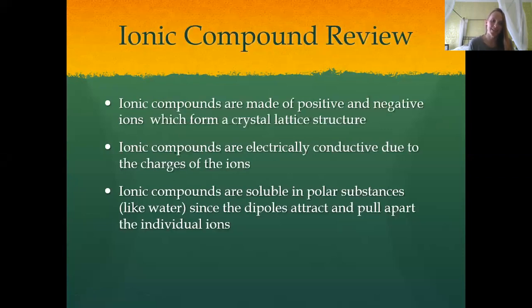So just a reminder, ionic compounds are always made of a positive and a negative ion, which then bond to one another to form a crystal lattice structure. Ionic compounds are electrically conductive because of their ions, and they are also soluble in polar substances like water, because the dipoles of the water, that's slightly negative oxygen and slightly positive hydrogen, will attract to the oppositely charged ions and pull the ions apart from one another.